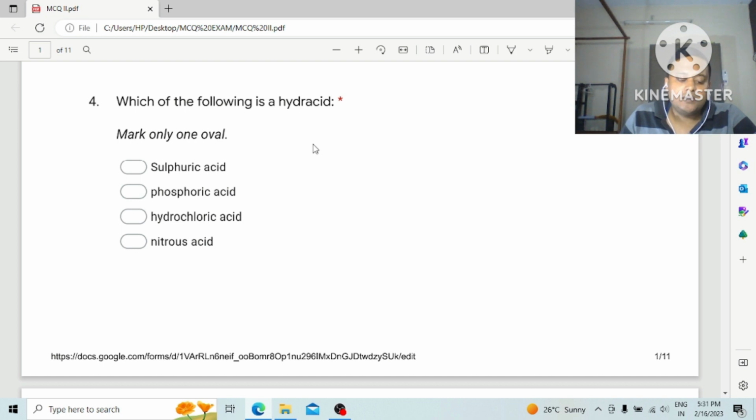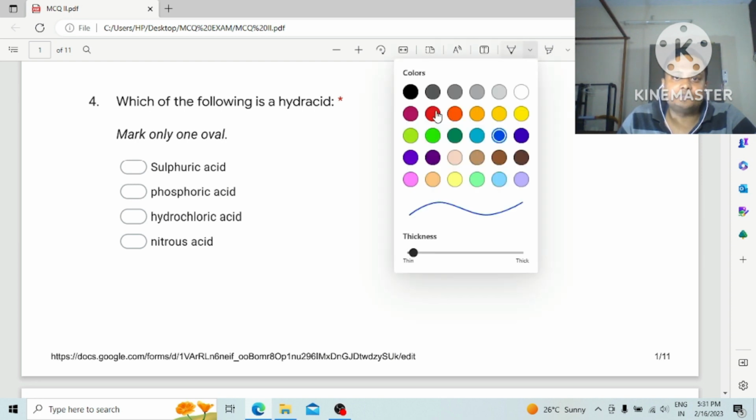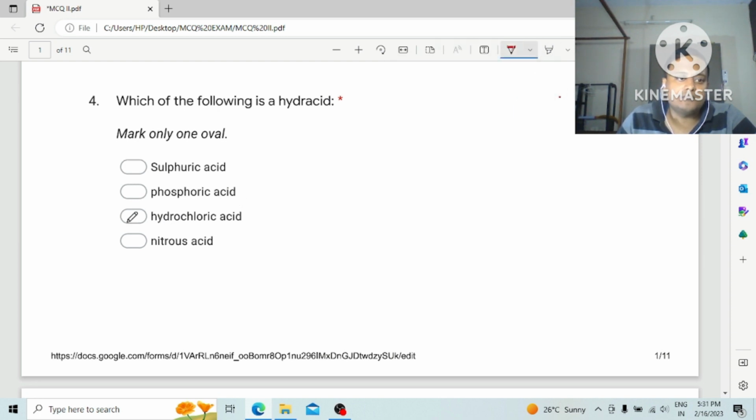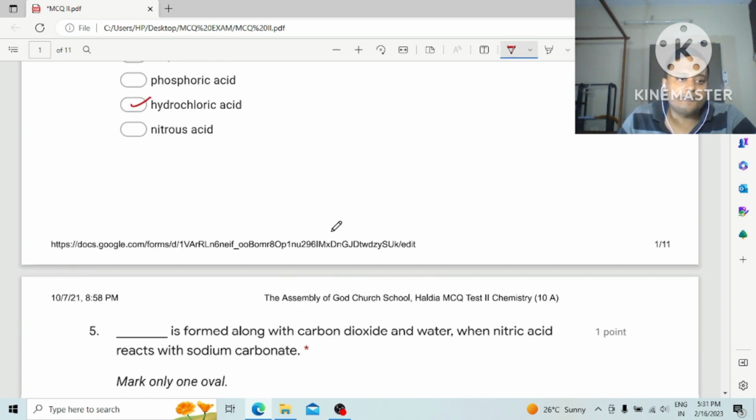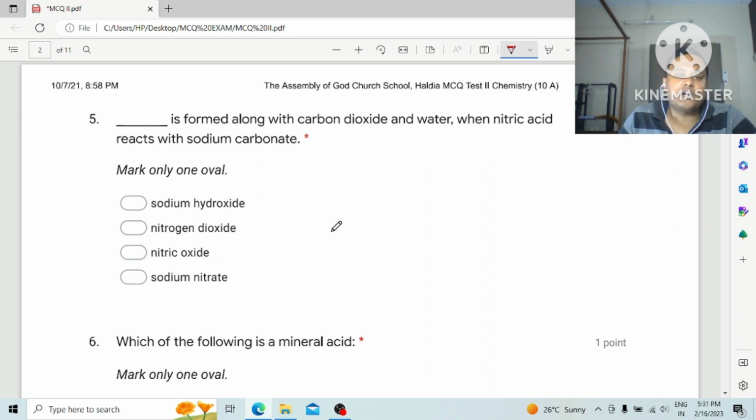Now hydracid: hydrogen and any non-metal other than oxygen, when combined, form a hydracid. All halogen acids are hydracids. HCl, HBr, HI, HF, all these are hydracids. And another one is oxyacid, which contains hydrogen and oxygen. Sulfuric acid, phosphoric acid, nitric acid, all these are oxyacids. So in that case, the correct answer is hydrochloric acid.